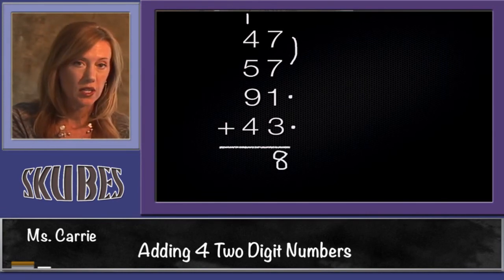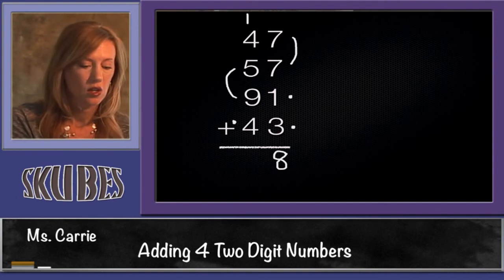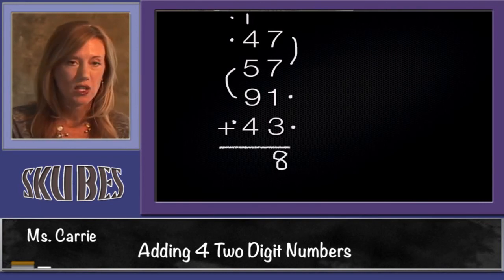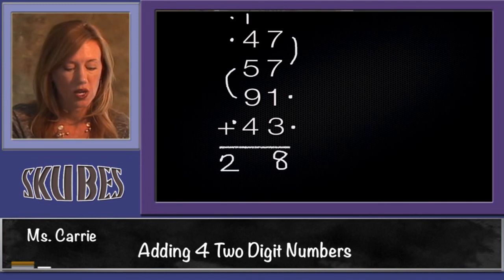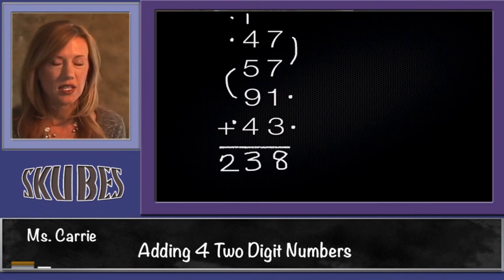I'm going to pick my two biggest numbers this time. 9 plus 5 is 14. Now I'm going to add 4 more, that makes 18. Plus 4 more again, that makes 22. Plus 1 more makes 23. So our answer to this problem is 238. That concludes our lesson today on adding 4 two-digit numbers.